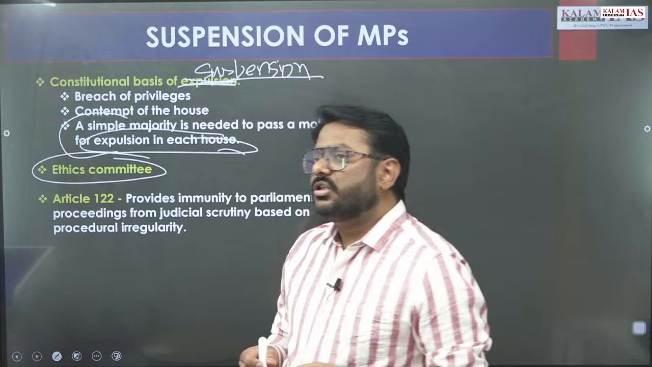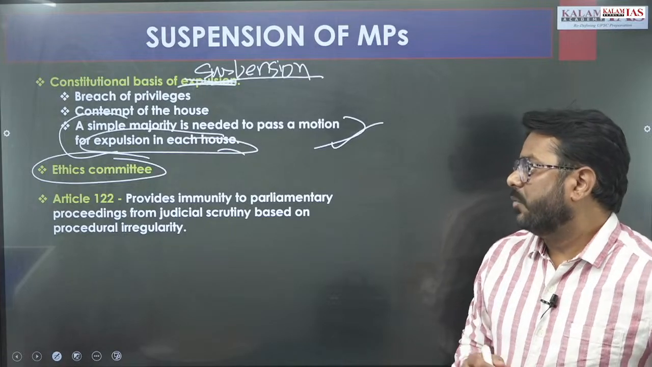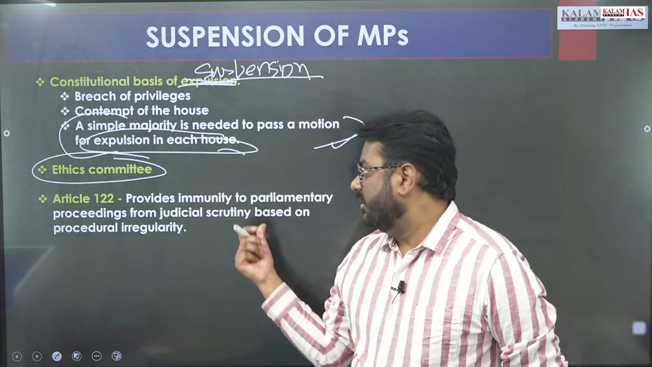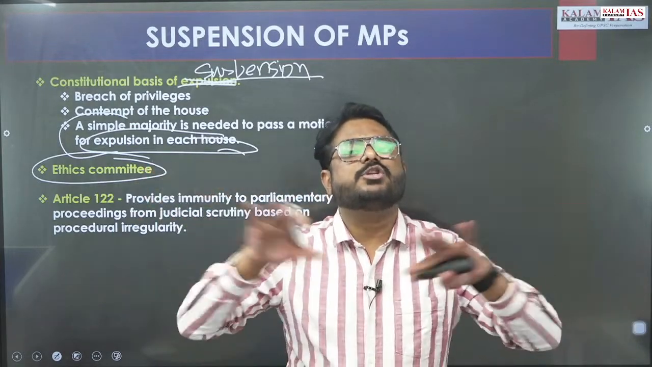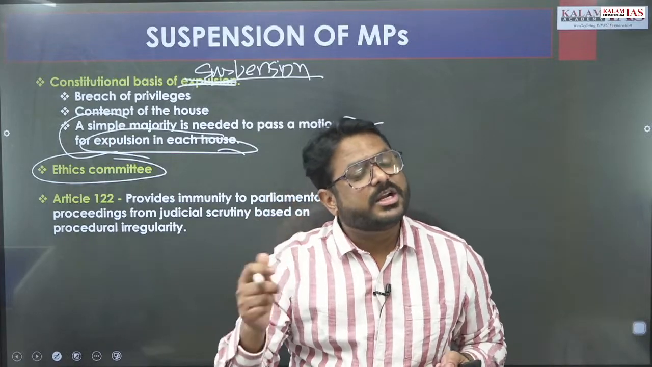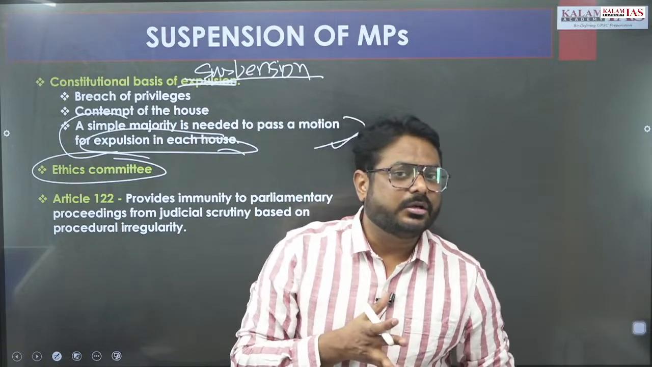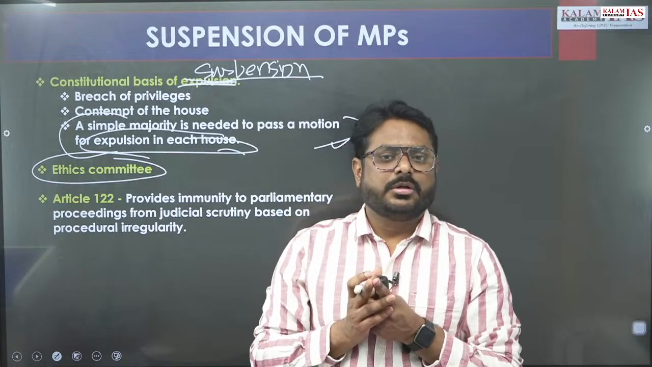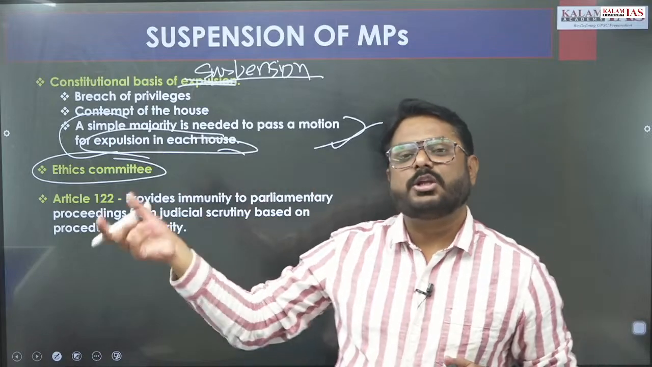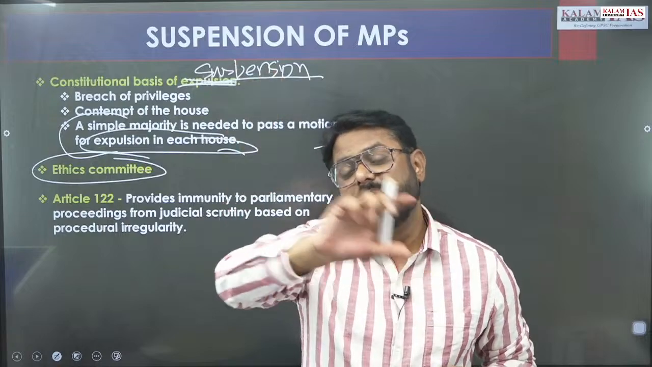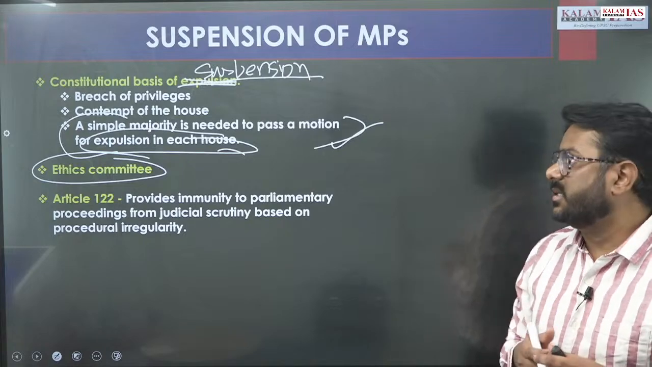Article 122 of the Constitution of India provides immunity to the parliamentary proceedings from judicial scrutiny based on procedural irregularity. What does this mean? This means that whatever proceedings are going on inside the parliament cannot be questioned in any court of the land, neither in the High Court, nor in the Supreme Court, nor in any court. Those discussions cannot be questioned. It cannot be asked why a particular MP has discussed any matter like that, right, because they have the privileges, they have the freedom of speech and expression.